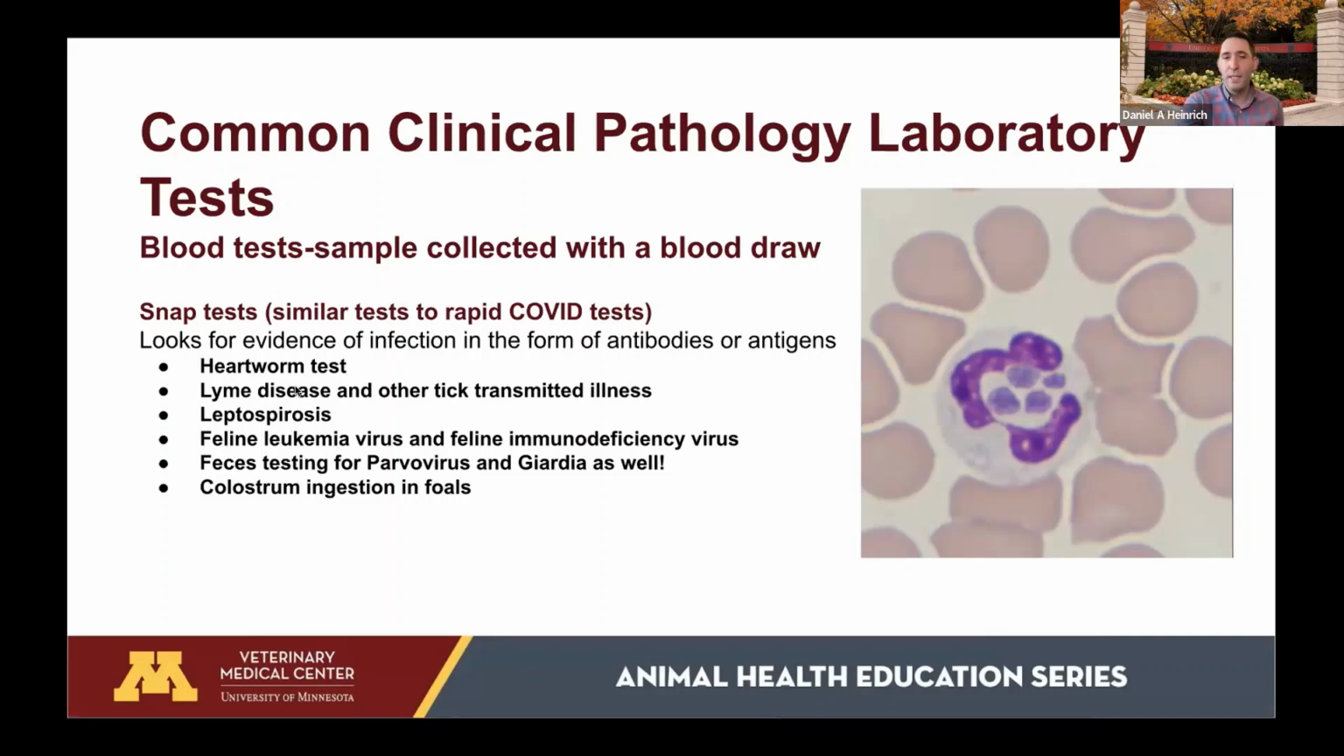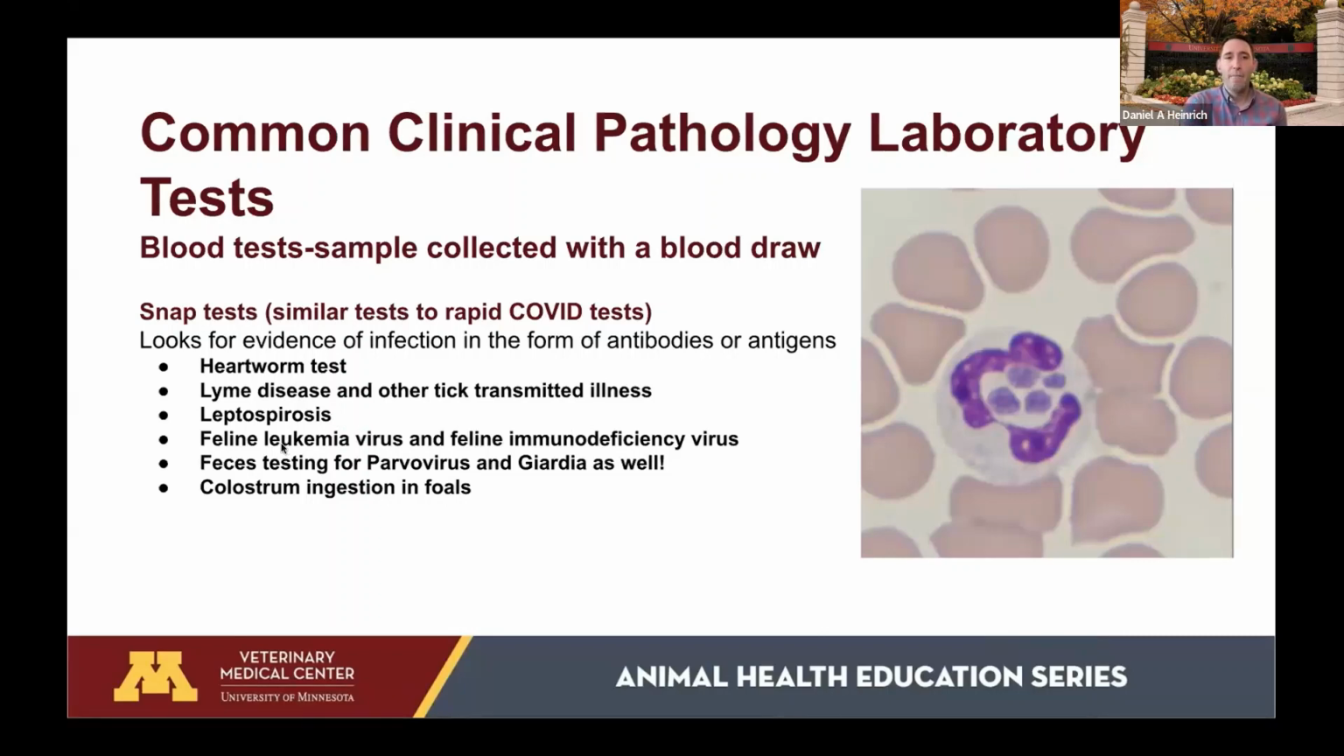Lyme disease, I think a lot of people know about it. Exposure to Lyme, or previous infection with Lyme, can be tested for with a SNAP test, along with other tick-transmitted illnesses. Leptospirosis is a bacteria transmitted by small rodents in their urine. Especially animals in the city, dogs who are exposed to rodent urine, can get this bacteria that causes kidney failure. So we can test for that.